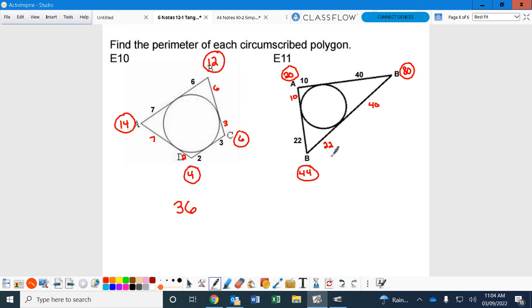The reason I circle them is so I don't mix up the ones that are the single numbers versus the ones that already had been added up. And then just add up the circled ones. It's 144. There you go.